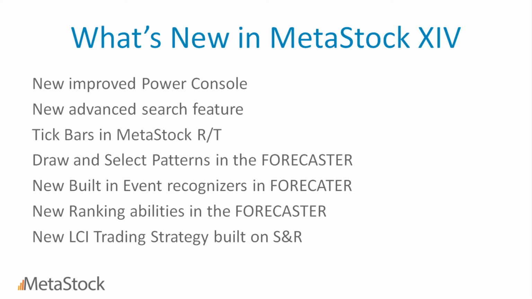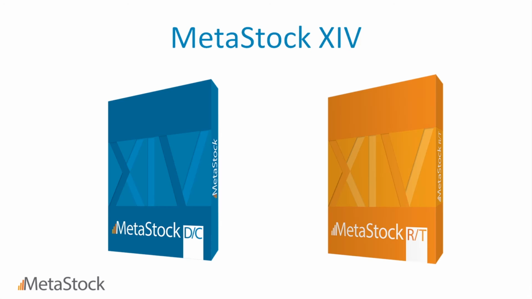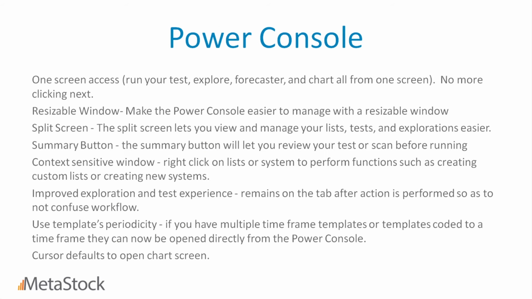So let's get underway. We're just going to go into a little bit of detail on what all of these features are and what they mean to you, and talk to you a little bit about the upgrade. So we do have two new versions of MetaStock. We call MetaStock DC, which stands for daily charts, and that version updates in most exchanges hourly. And we have MetaStock RT, which stands for the full real-time version of MetaStock. Here's a picture of what the boxes look like, and let's go ahead and talk about what's new in them.